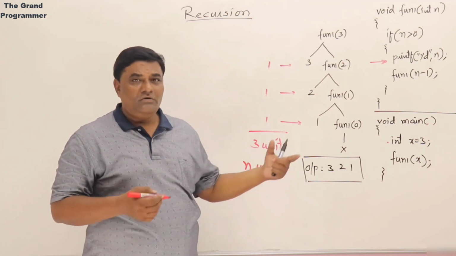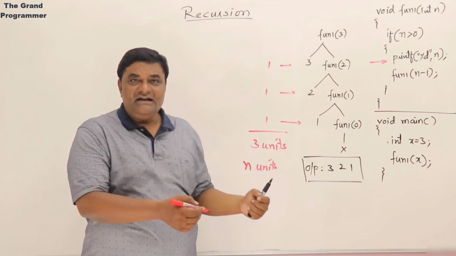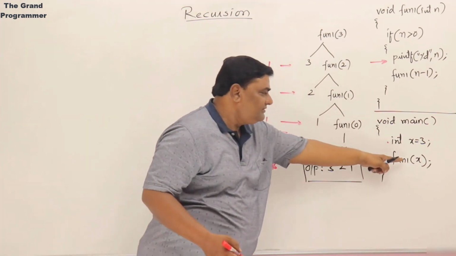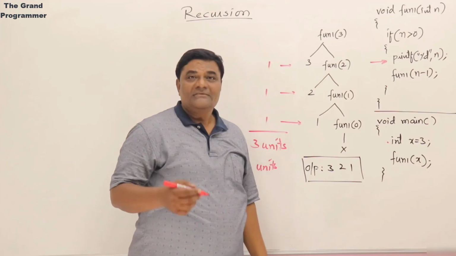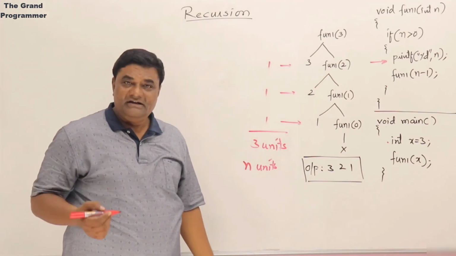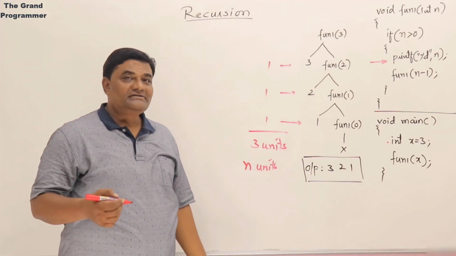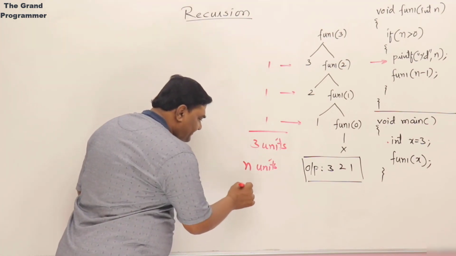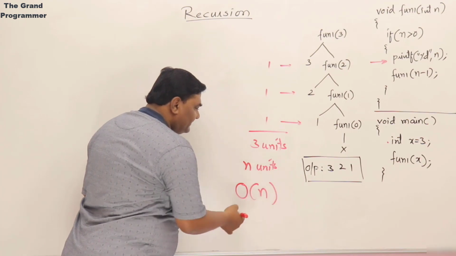What is n? Whatever it may be. So the time depends on the number of books. Here the time depends on the value that you're passing from here. It may be 3, it may be 5, or it can be anything. So we say the time taken is n units of time. So the time can be represented as order of n.